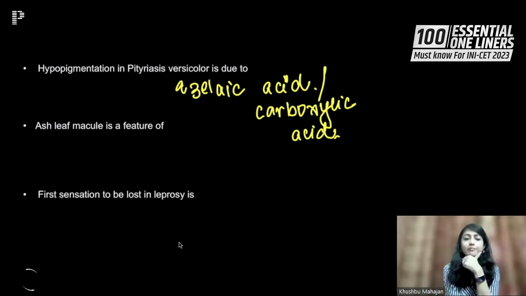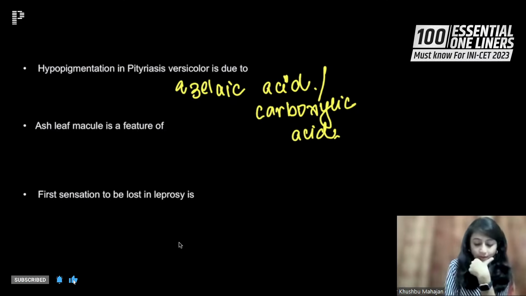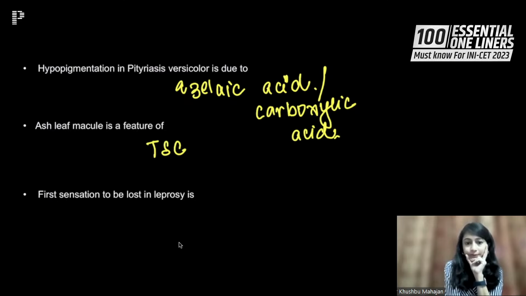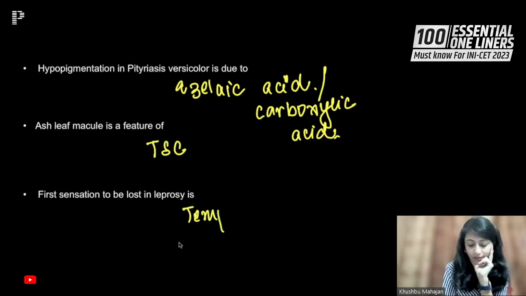Where do you see ash leaf macule? Easy one. Tuberous sclerosis. First sensation to be lost in leprosy is? Which is the first sensation that is lost in a leprosy patient? Temperature. Absolutely right. There is loss of temperature that happens.